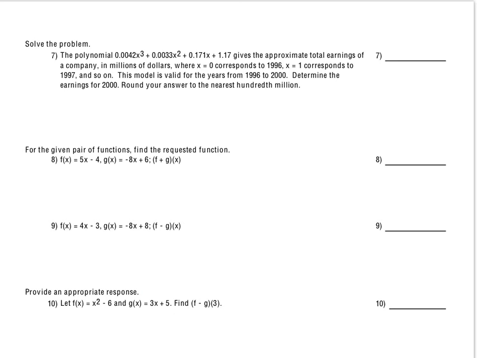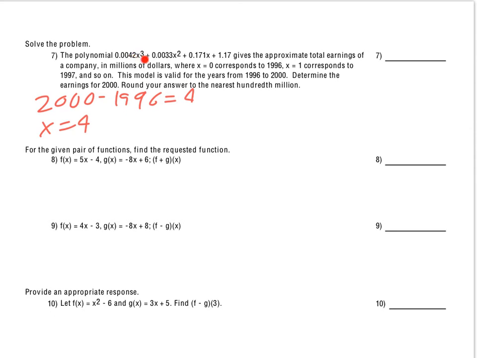So for number 7, they give us this polynomial to model the approximate total earnings of a company in millions of dollars. X equals 0 corresponds to 1996. X equals 1 corresponds to 1997. They want us to use the model for the earnings in 2000. So 2000 minus 1996, which is year 0, equals 4. So x equals 4 in 2000.